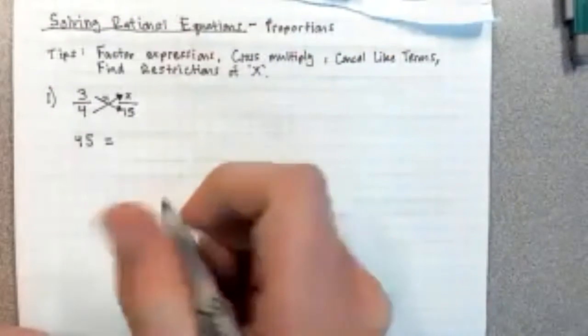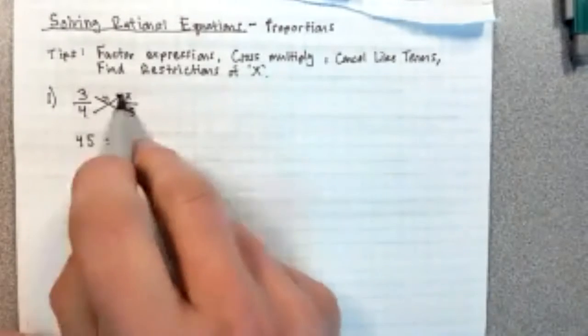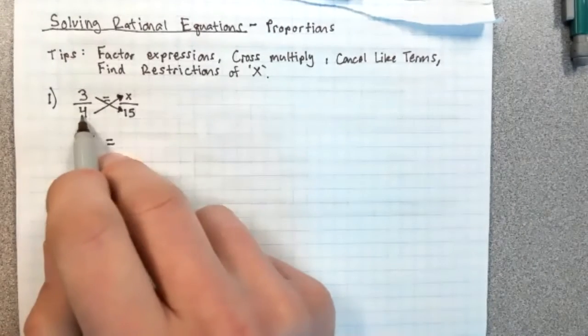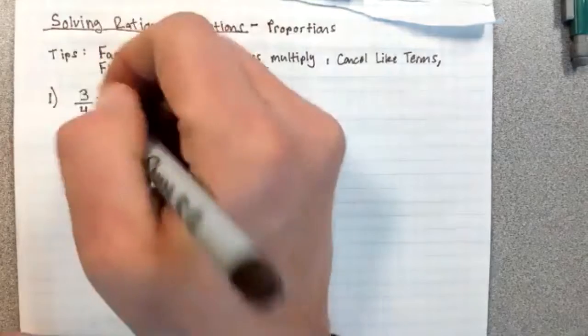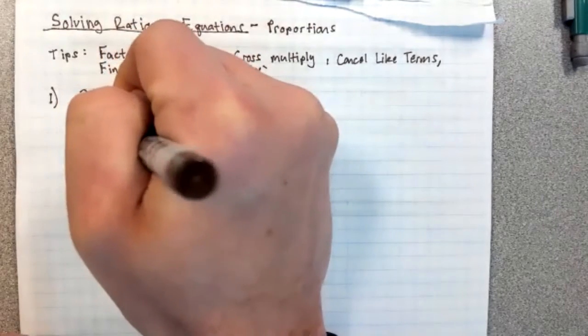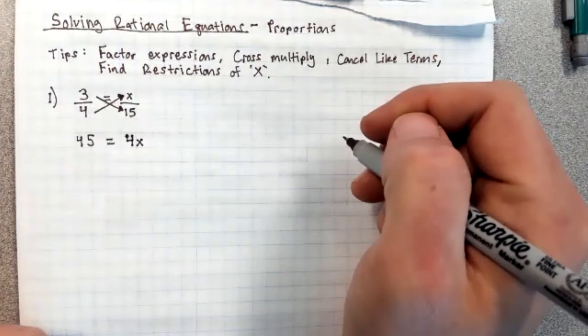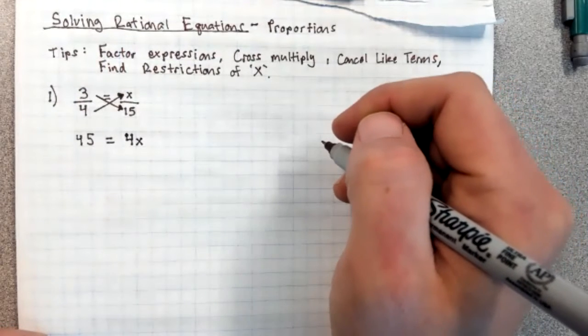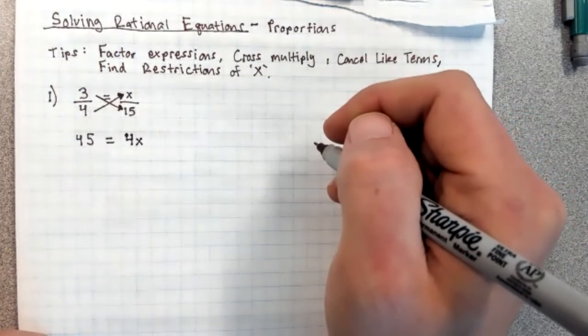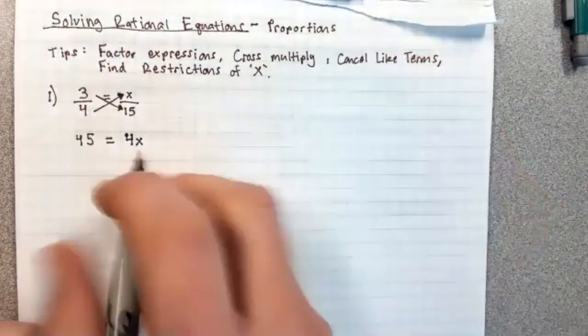And that's going to be equal to this denominator multiplied by this numerator. This will be equal to 4 times x, which is, of course, just 4x. Now, this equation is going to be not too crazy to solve. I guarantee you know how to do this. 45 is equal to 4 times x.